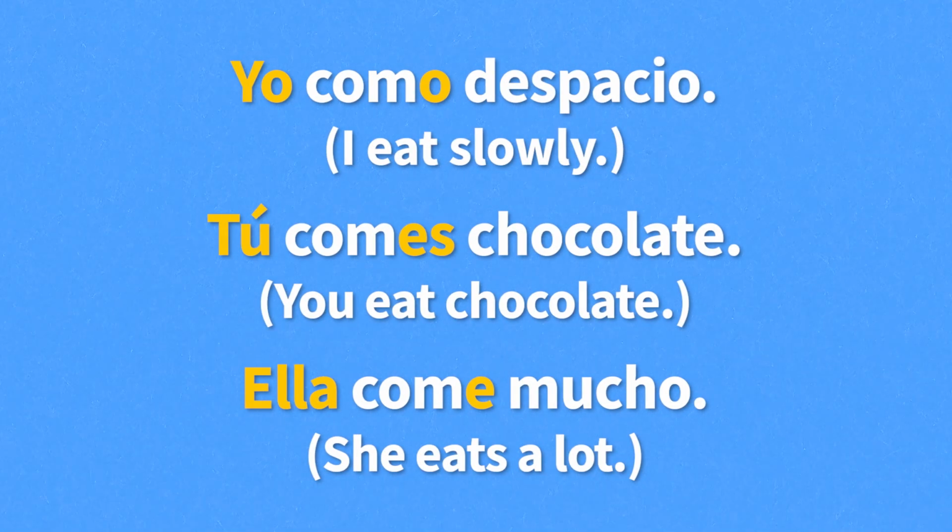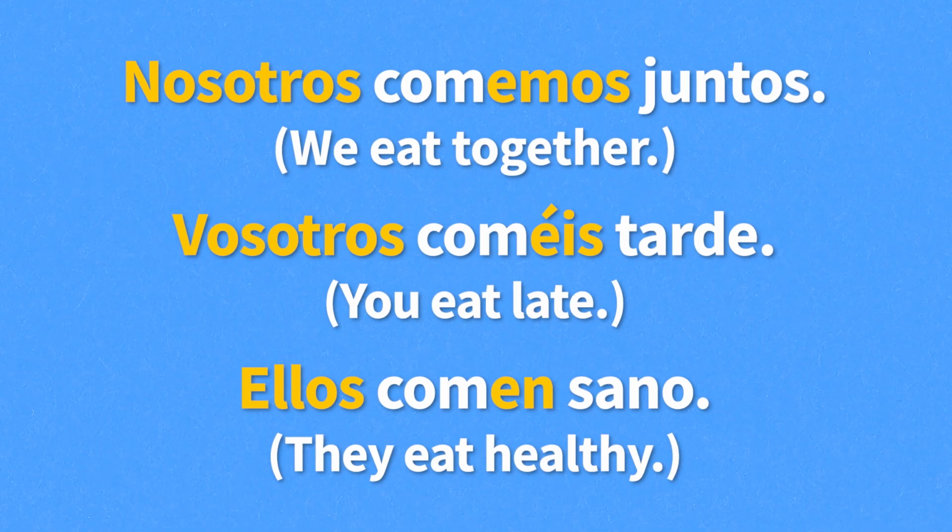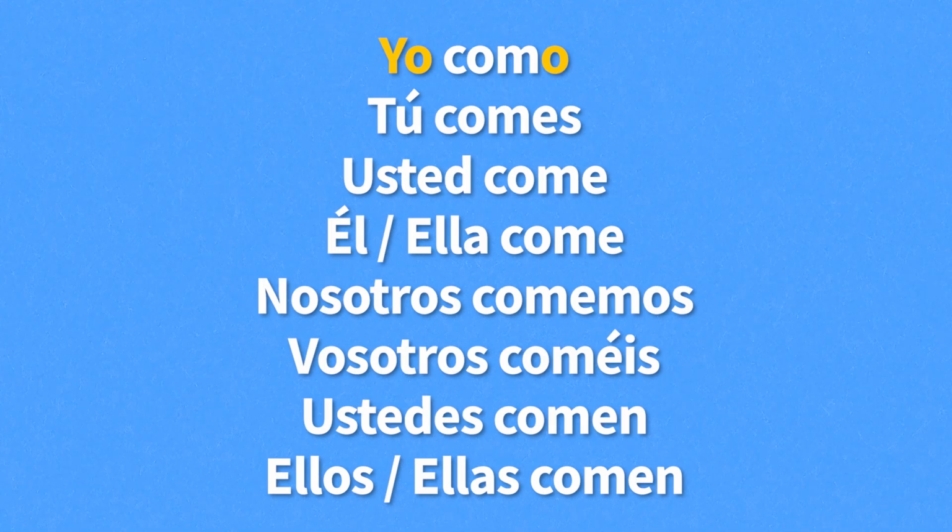Yo como despacio. Tú comes chocolate. Ella come mucho. Nosotros comemos juntos. Vosotros coméis tarde. Ellos comen sano. Let's review these conjugations. Yo como.